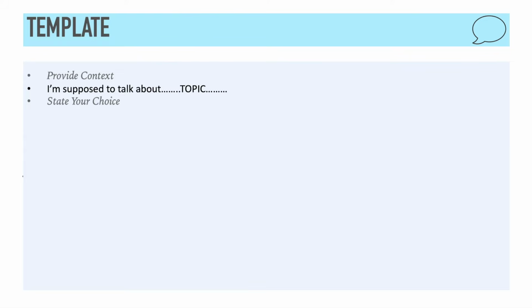Next, you're going to state your choice. So what have you chosen as your main answer? You could say something like, I've decided to go with, and then you state your choice.